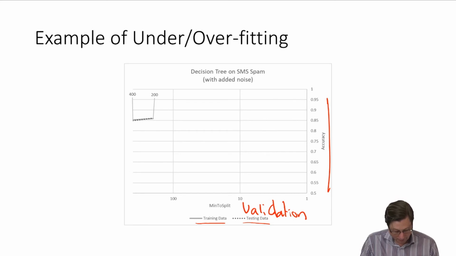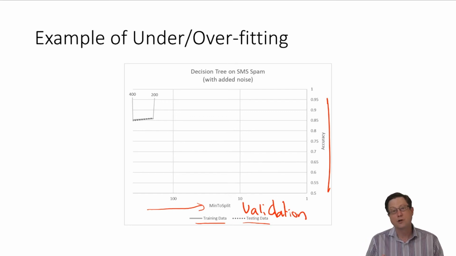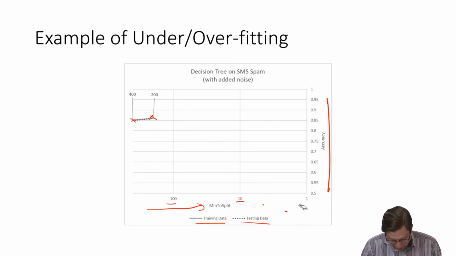And on this axis, we're talking about the min to split parameter. That means in order to add more structure to your decision tree, you need at least 100 samples to split, or 10 samples or 1 sample. These 2 points here are for values of 400 and 200 for the min to split parameter. Okay, so that's just to orient you on this chart.